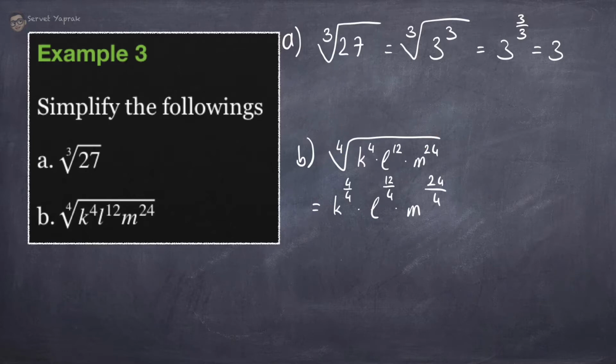So we can simplify this expression as k to the power of 1, L cubed, and m to the power of 6. Or we can eliminate the dots. We can directly write k L cubed m to the power of 6.